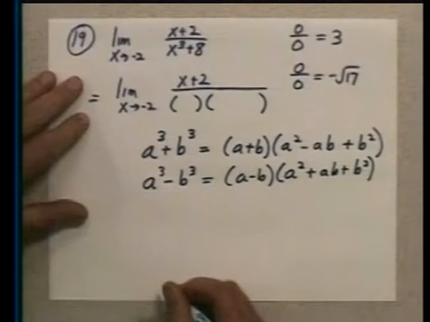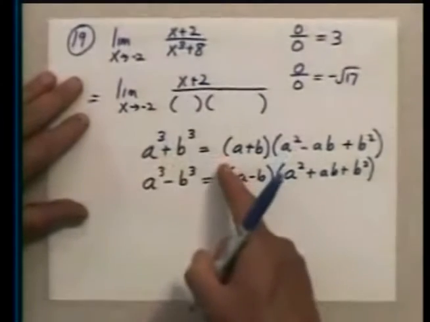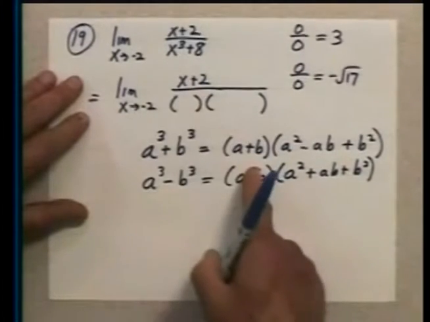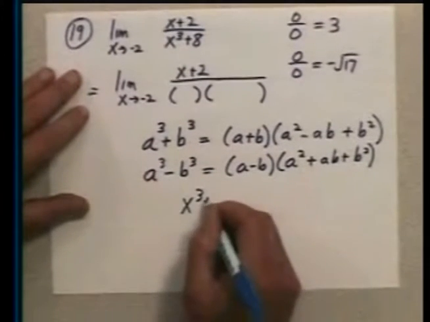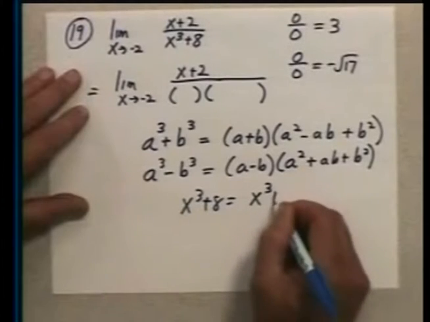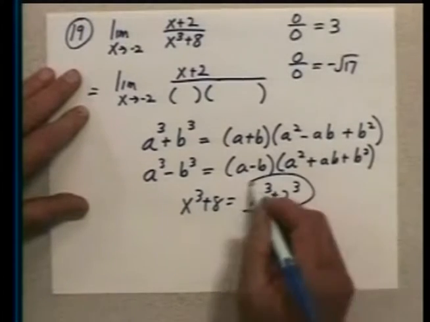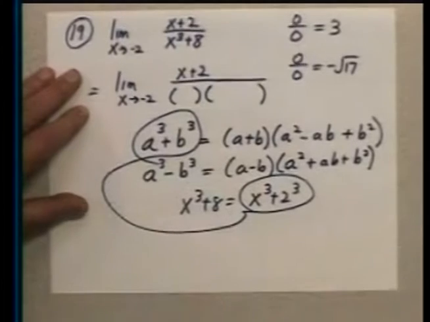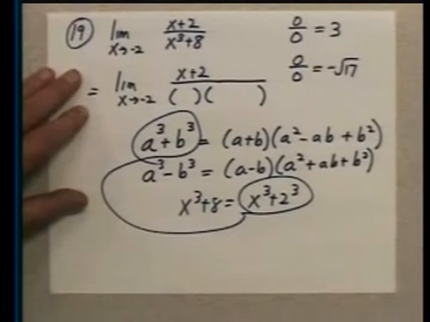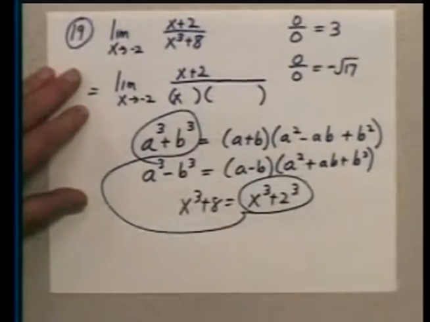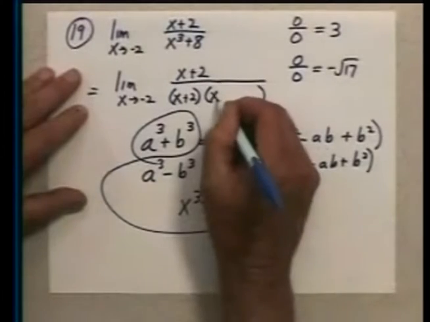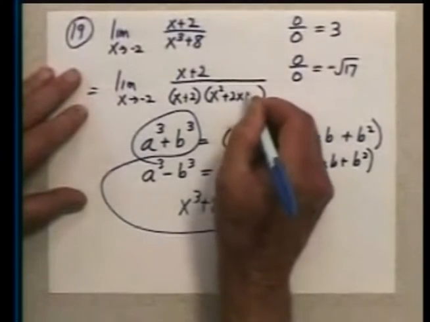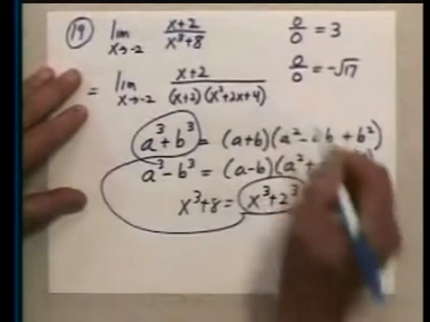Well, think of 8 as 2 cubed, and then x is the a, and 2 is the b. See, x cubed plus 8 is like x cubed plus 2 cubed. And this matches that. So wherever you have an a, put a x. Wherever you have a b, put 2. So this would be x squared plus 2x plus 2 squared, 4.